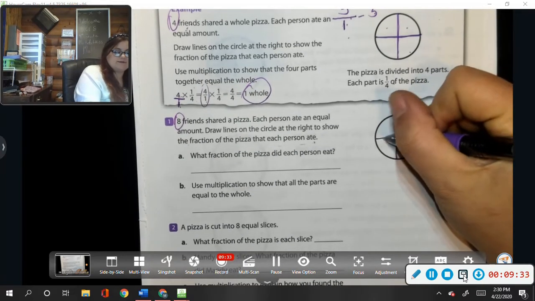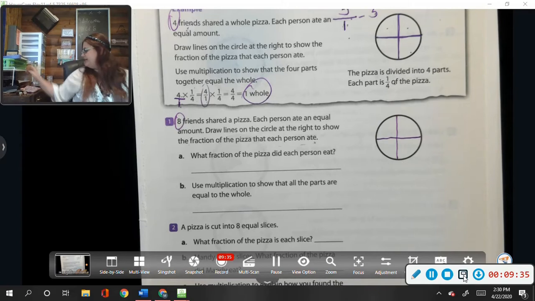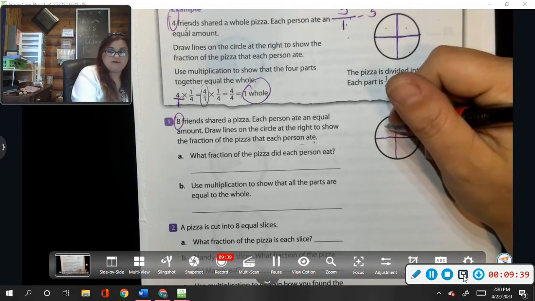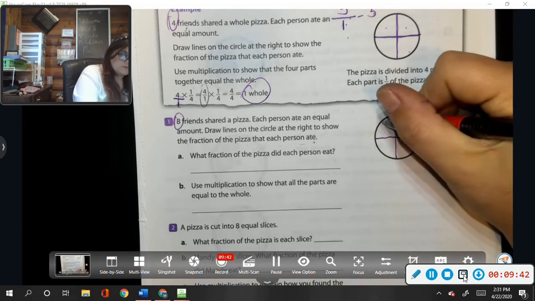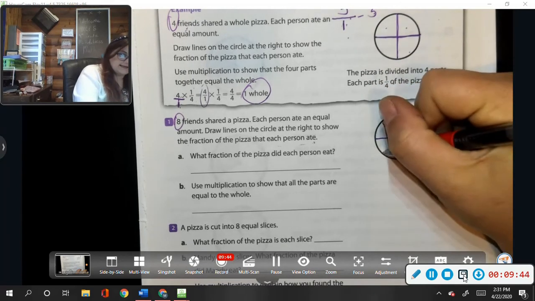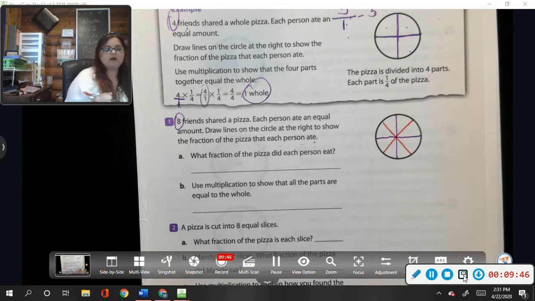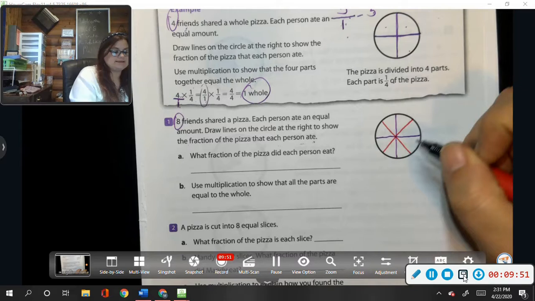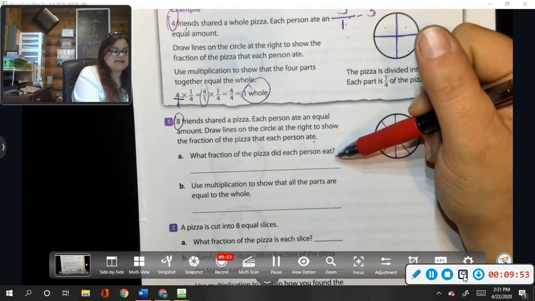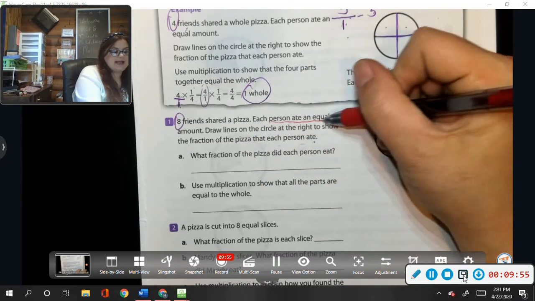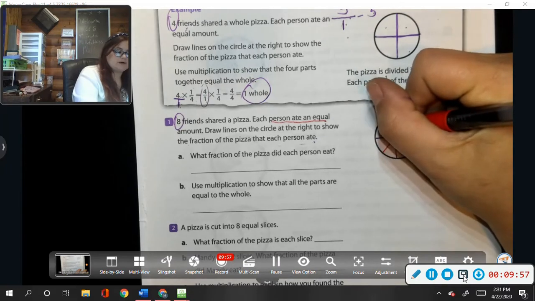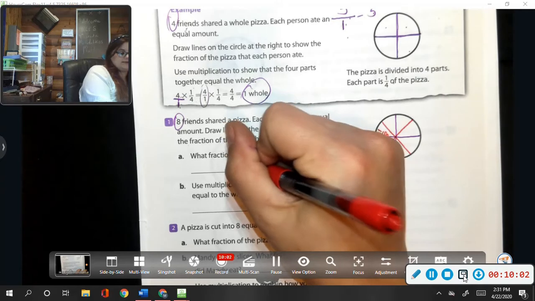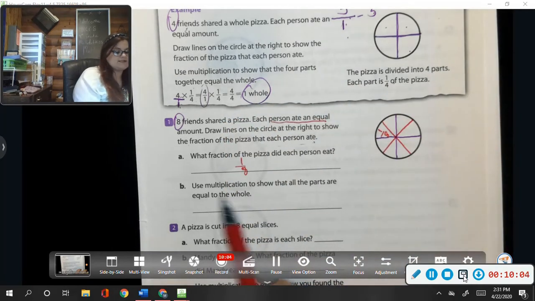So I'm going to divide my circle into fourths first, and then I'm going to go back through and divide it again into fourths. Just like that. And we know that 4 plus 4 is 8. So I've just turned my pizza into 8 pieces of pizza. What fraction of pizza did each person eat? Well, each person ate an equal amount, so each person ate 1/8 of our whole pizza.